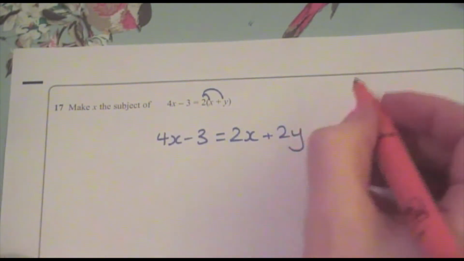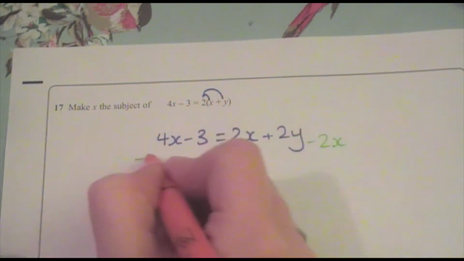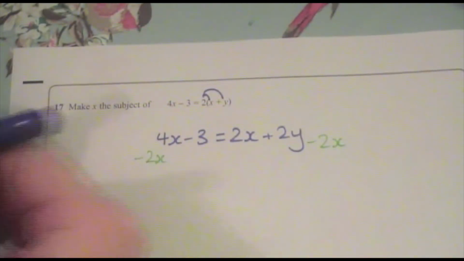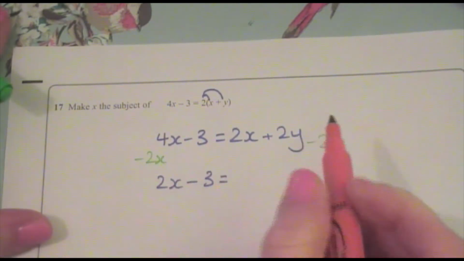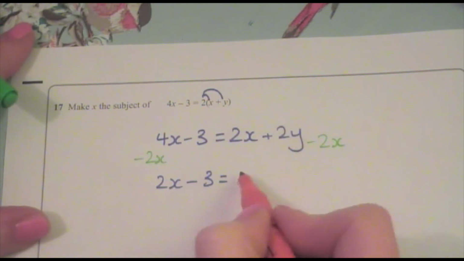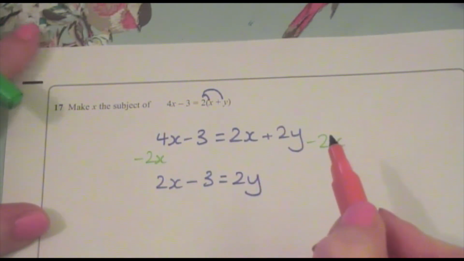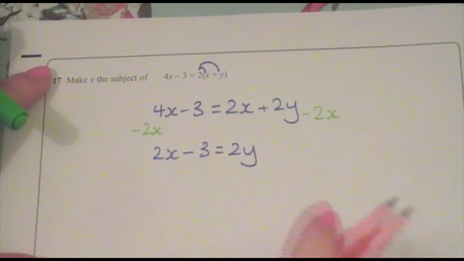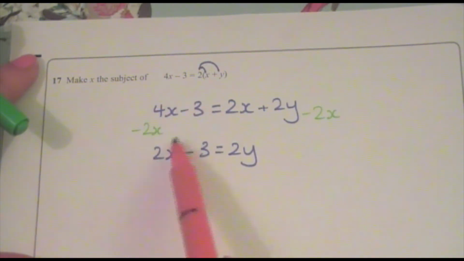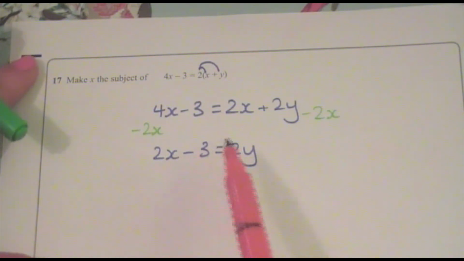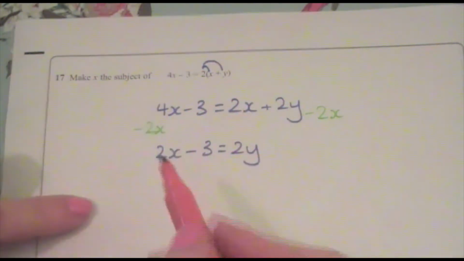So I'm now going to take 2x away from both sides, which leaves me with 2x on the left hand side. Still got my negative 3. However, I've managed to get rid of this 2x here, so I'm just left with 2y on the right hand side. Again, I'm still trying to get x on its own, so when I'm trying to make something the subject of a formula, I want to get that variable on its own and make everything else equal to it. So I'm now going to add 3.